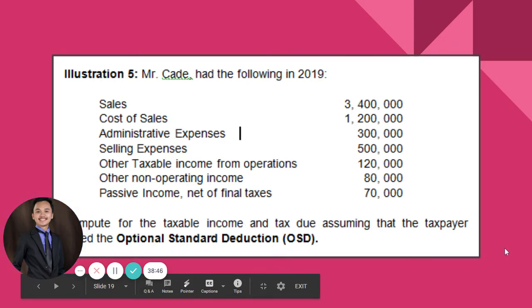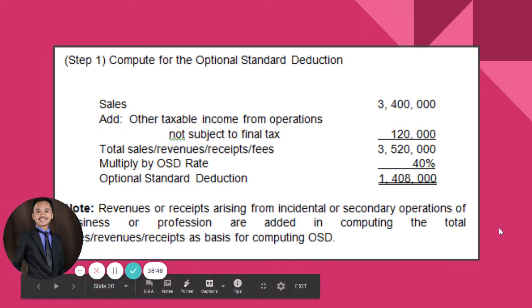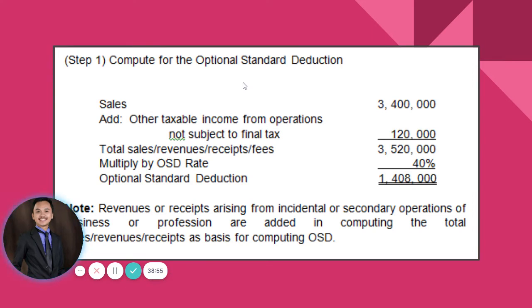So, if he uses OSD, let's compute. The first step that we need to do is to compute for the optional standard deduction. How to compute optional standard deduction? It is total sales, revenues, or receipts times 40%.